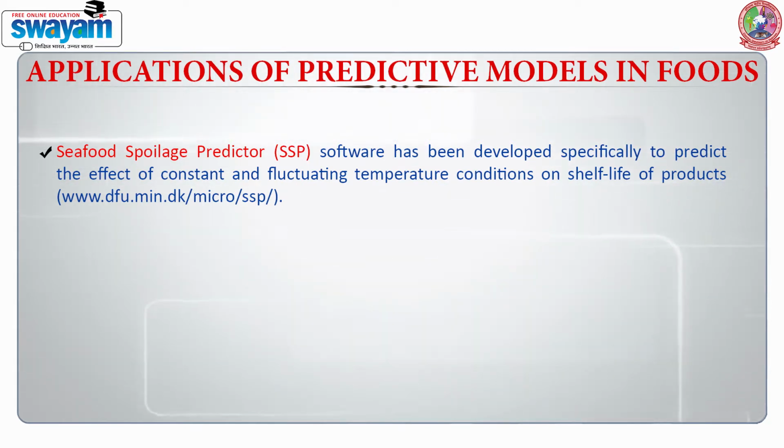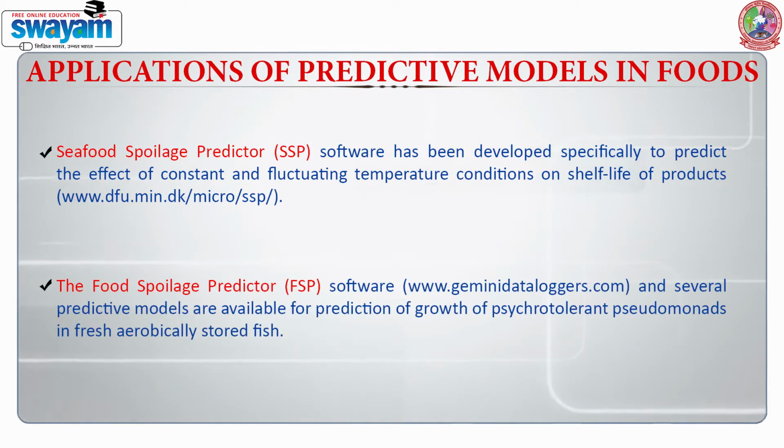The next model, which is very important, is the Food Spoilage Predictor, FSP. This model can be used along with several other predictive models which are available for the prediction of growth of psychotolerant Pseudomonas in fresh and aerobically stored fish.